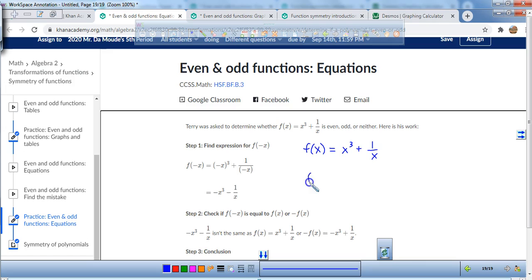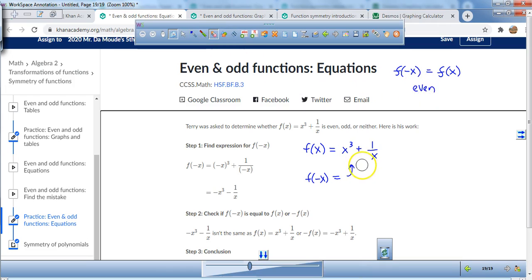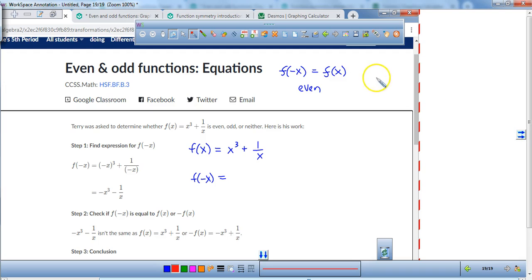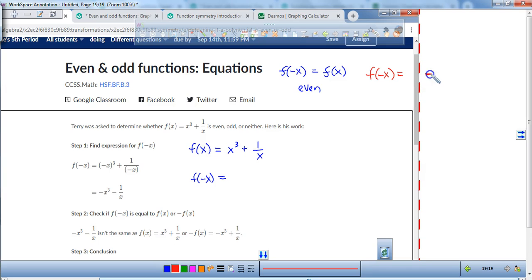Now, if we plug in f of negative x, and it eventually becomes f of x again, then we know it's even. But if I plug in f of negative x and it becomes negative f of x, then that's considered to be an odd function. So let's see what negative f of x would be.